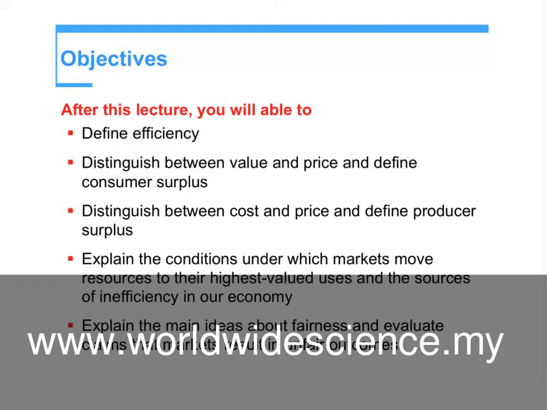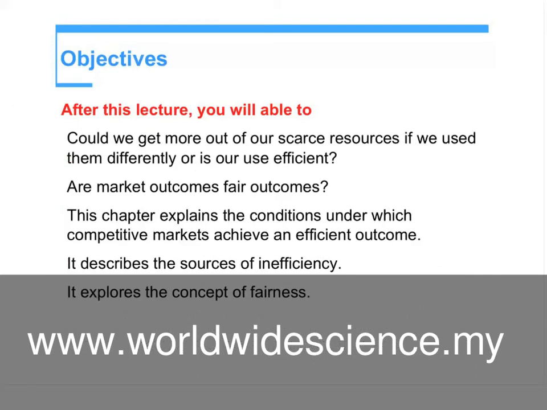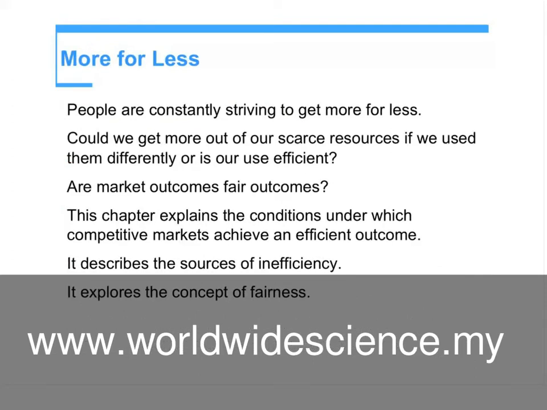And explain the main ideas about fairness and evaluate claims about market results and unfair outcomes. Okay, so let's go ahead and start. So more for less. People are constantly striving to get more for less. What does it mean? Could we get more out of our scarce resources if we use them differently, or is our use efficient? Are market outcomes fair outcomes?